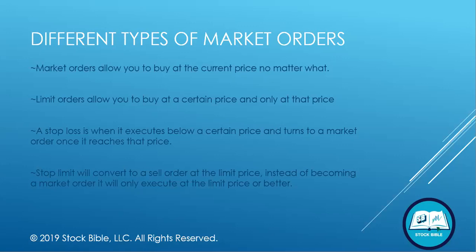But a limit order allows you to buy at a certain price and only at that certain price. So if Apple's at 101.95 and I set my limit order at 101.93, my order will only execute at 101.93. If it never reaches 101.93, then it will never execute. So that's one downside to a limit order.